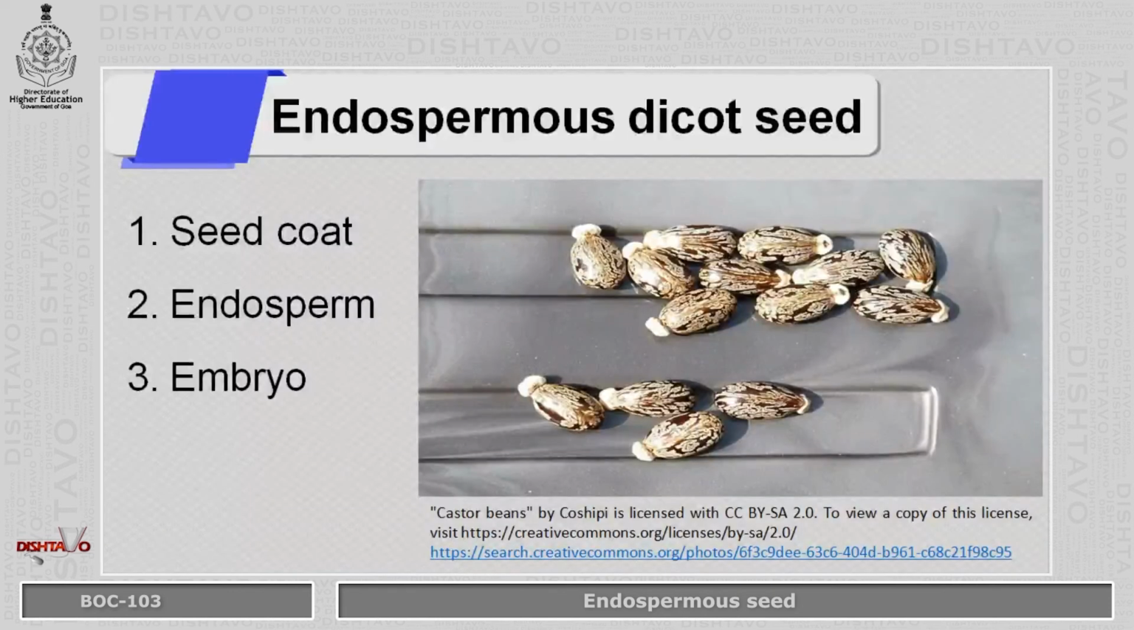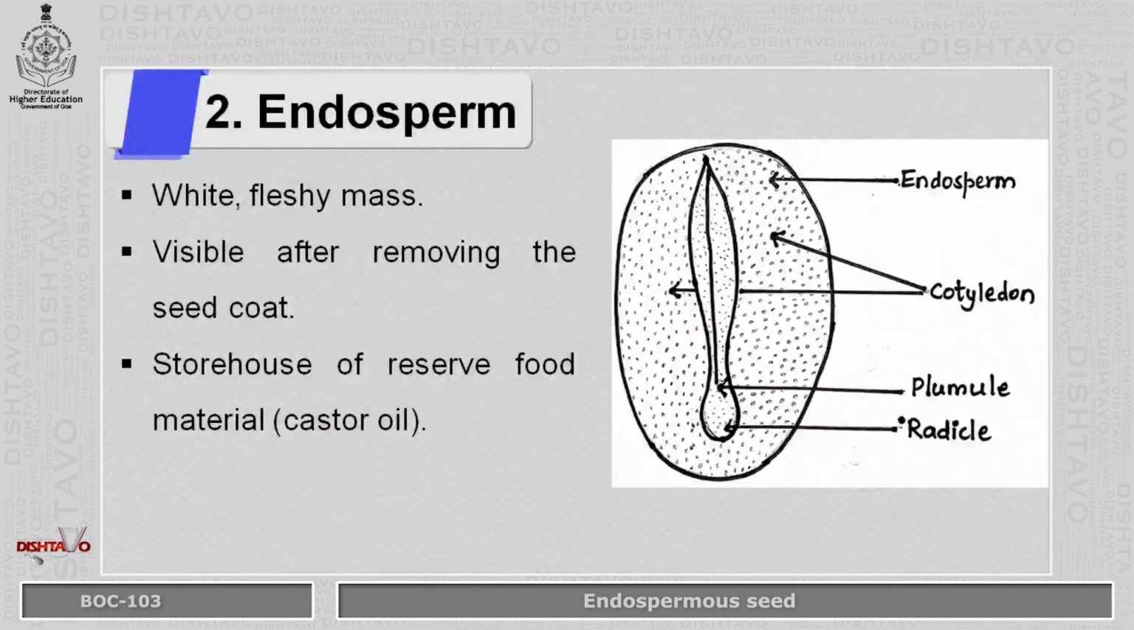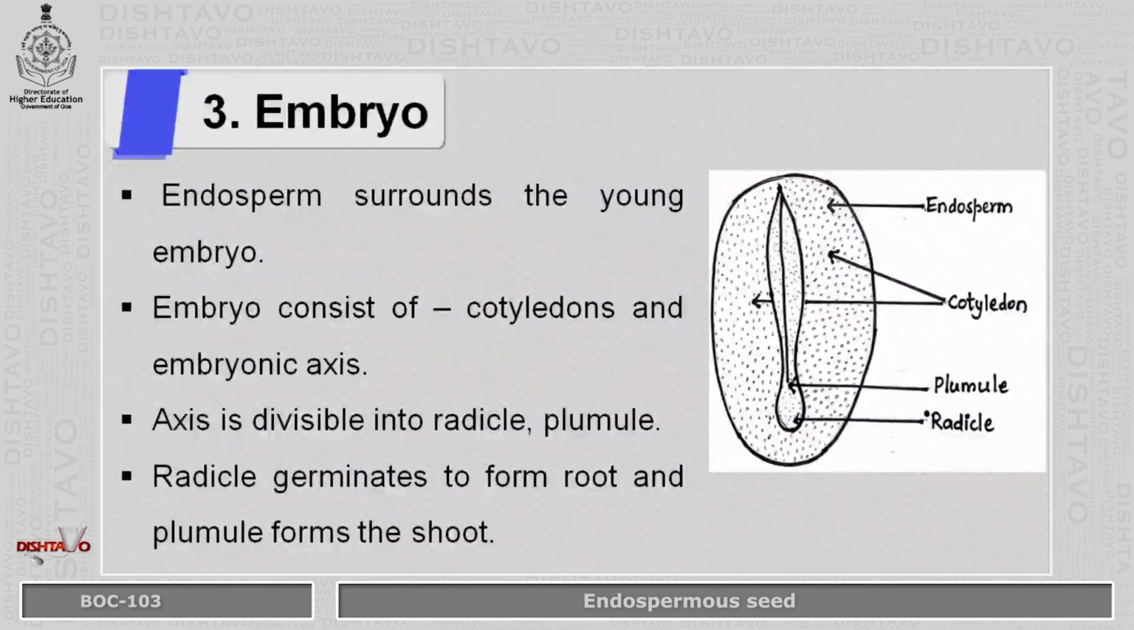Let us just summarize this entire endospermous seed. We first learned about the endospermous dicot seed, which has the seed coat, endosperm, and the embryo. The seed coat has 6 regions: testa, caruncle, hilum, micropyle, raphe, and tegmen. Endosperm is a fleshy mass which stores food material. Embryo consists of embryonic axis and 2 cotyledons in case of dicot.